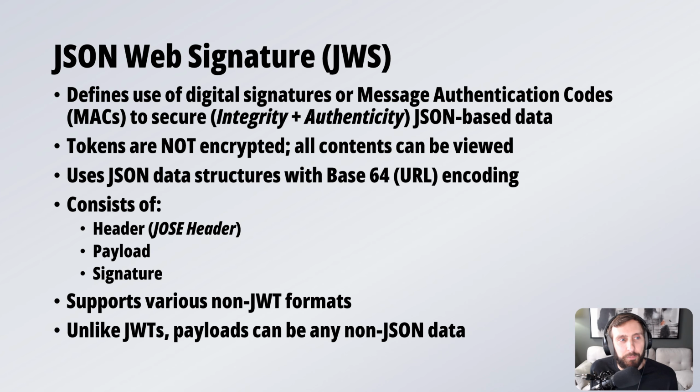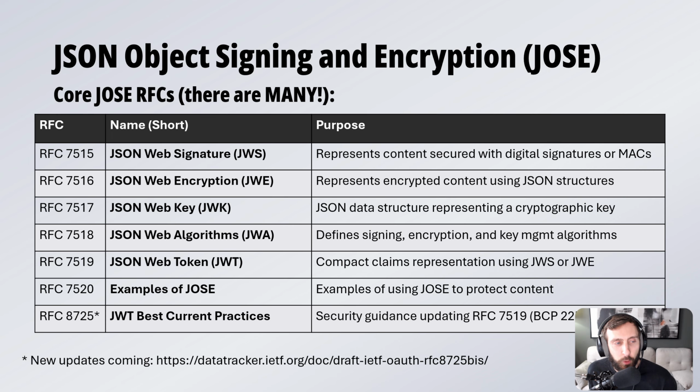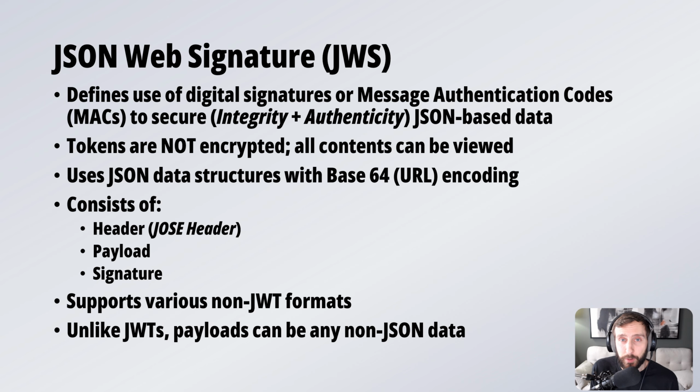So JSON Web Signature, JWS, we're going to start with these. This is defined by RFC 7515. So just sequentially, as far as numbering goes, it's the first in our list there. And this RFC defines the use of digital signatures or message authentication codes, so MACs, that secure JSON-based data, and they secure them in a specific way. So these are not encrypted tokens, but these are tokens for which their integrity and authenticity are guaranteed by the cryptography that is used to create the tokens.